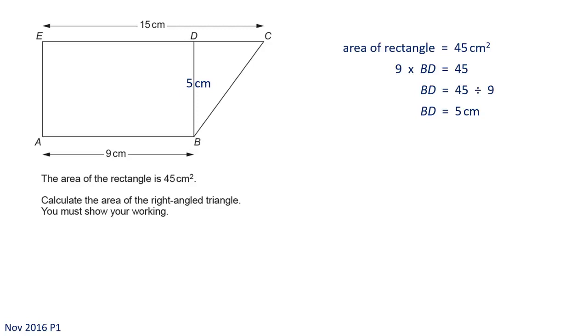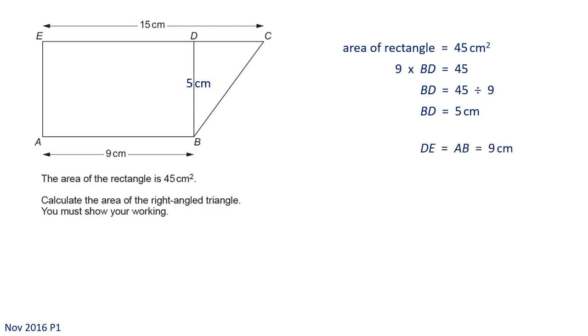And the thing we mustn't lose sight of is what's the question asking. And it wants us to get the area of the right angle triangle. So we need half the base times the height. So we've got the height of the triangle. So we need that distance now from D to C. So what have we got then?